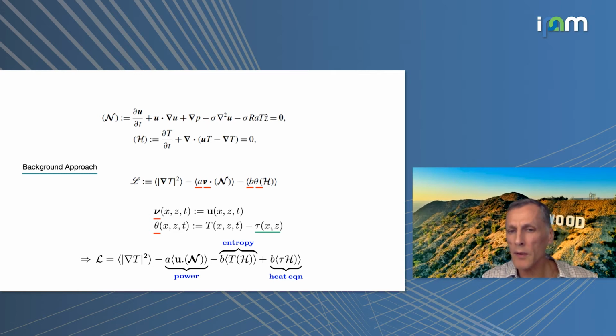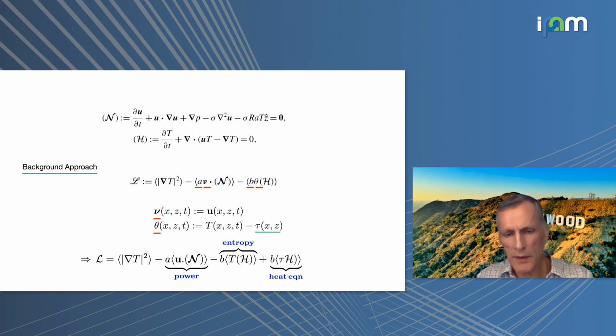Now, so far in applications of the background method, tau has only been allowed to have dependence in Z. And so this last constraint has just been a horizontally averaged heat equation. But by retaining the dependence in X, because my domain is X and Z, then I'm actually imposing the full heat equation here.